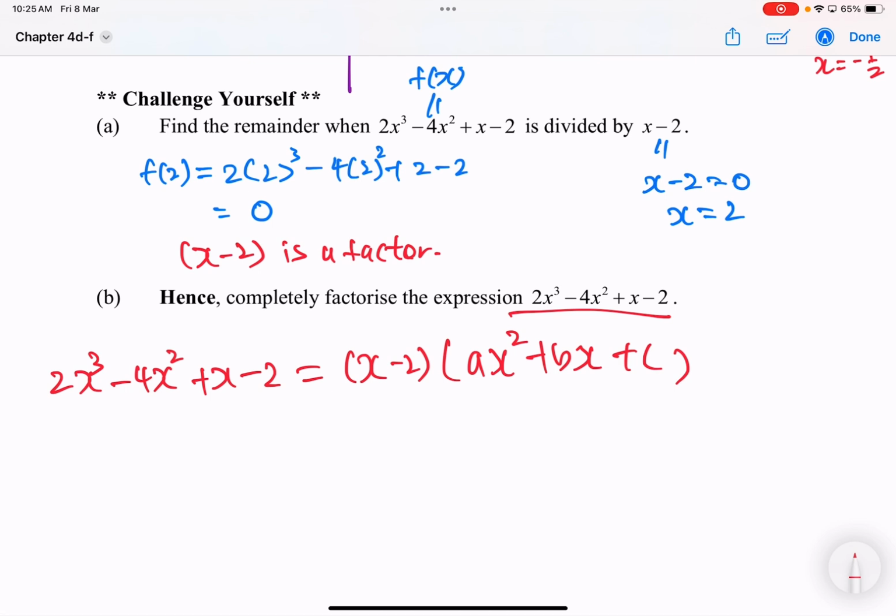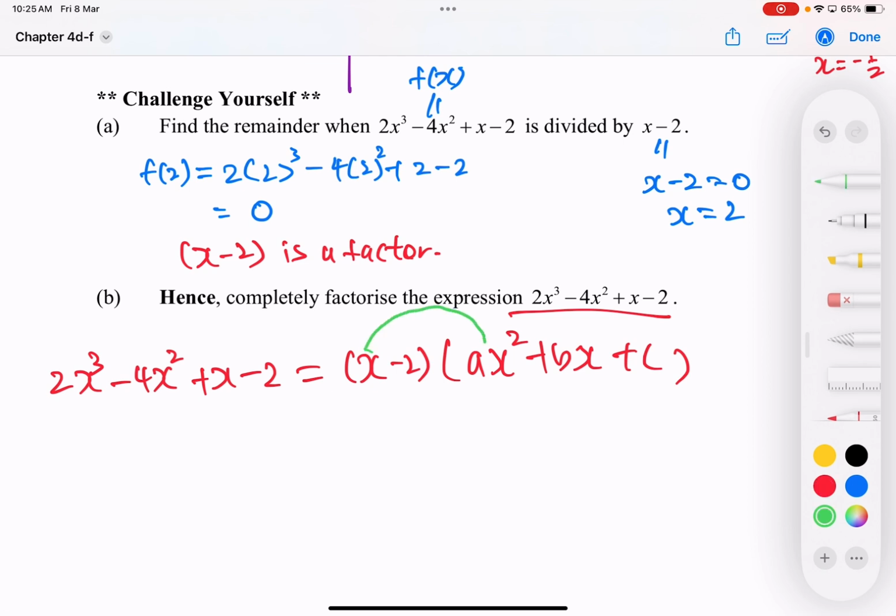To get this original expression, there is no remainder at all, so I have the divisor multiplied by a quadratic. How do I figure out the value of a? The only possibility to get x cubed is x times ax squared. So what is the value of a then? 2. Immediately you should know that the value of a is 2. I'm just going to put it as 2. Easy. How about c?